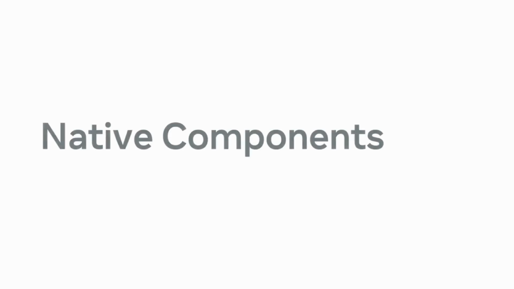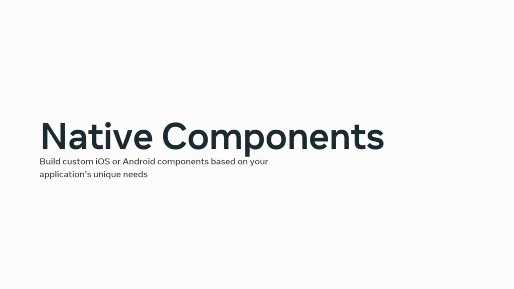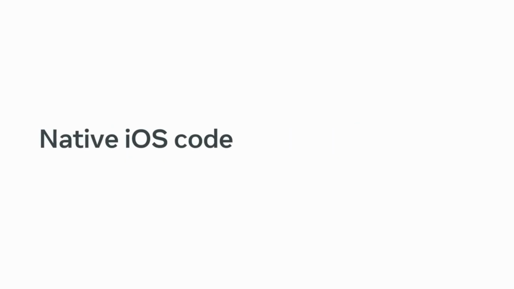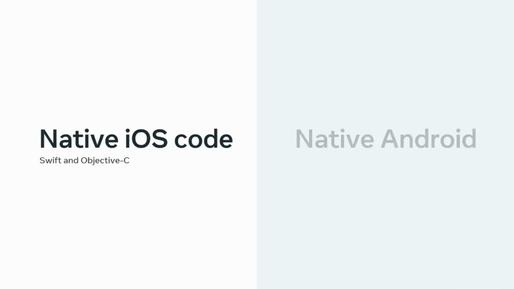In addition to the core components and the community components, you can also create your own custom native components. React Native lets you build custom iOS or Android components based on your application's unique needs. These are your native components, and you own them. These are written in native code, which means working with native iOS code in Swift and Objective-C, or native Android code in Java or Kotlin. They are usually built by developers who are experienced in native mobile development.